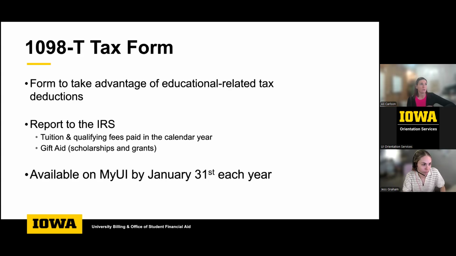And then jumping ahead to tax time and the 1098-T tax form. So the 1098-T tax form is the form you'll use to take advantage of any educational related tax deductions. We will have these available for students to download and print from MyUI by January 31st of each year. If you have the proper guest account access, guests will also have a link to this download. And that will show you all of the tuition qualifying fees paid for that calendar year.